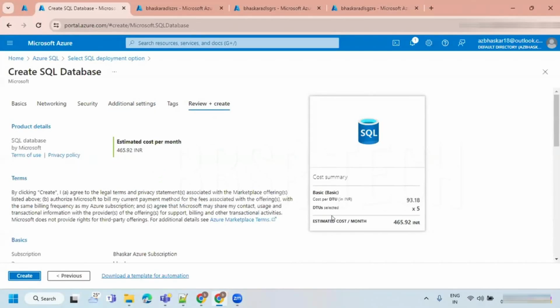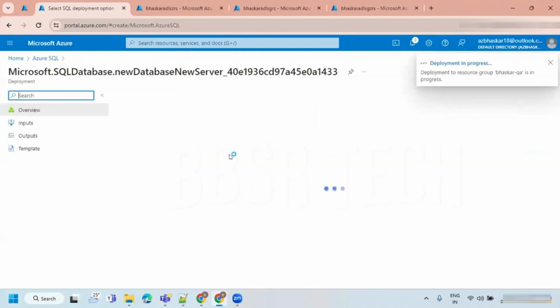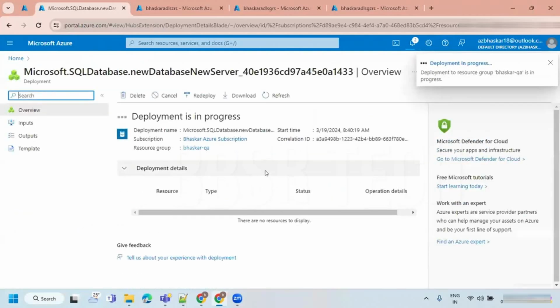The estimated cost is 465 rupees. This may increase a little or decrease a little, depending on the demand and on your users. The cost is going to vary, but this is the estimated cost. Let me hit create. It takes a couple of minutes to make it available.